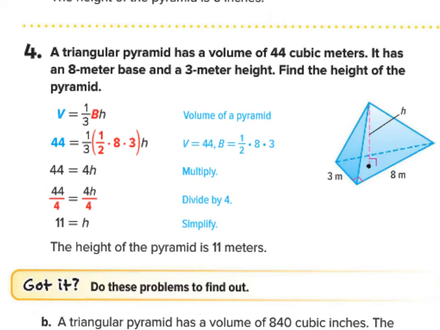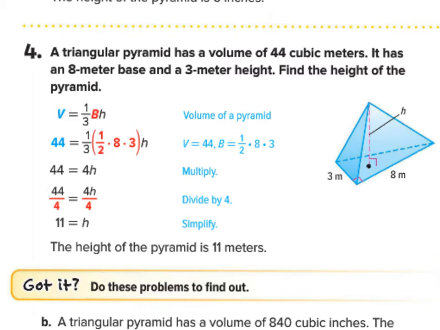And the same applies for a triangular pyramid. We have our triangular pyramid. The only thing that changes here is the area. When we find the area, you have to divide it by 2 or multiply it by a half. So the base of the area is 8 times 3, 8 times 3 times a half, or divided by 2.